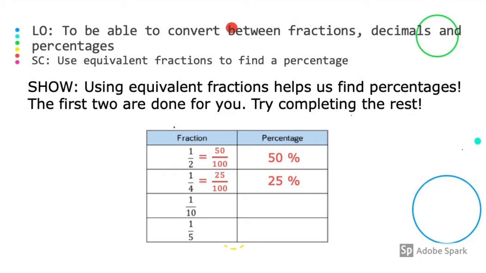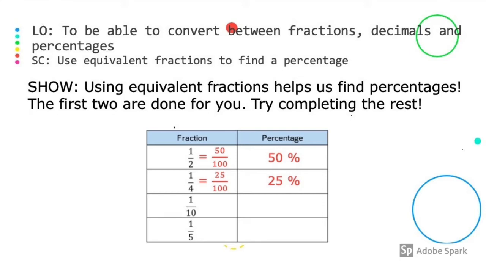And I did exactly the same for the second one. I knew that I needed to multiply 4 by 25 to get 100 as the denominator. Therefore, because I multiplied 4 by 25, I had to multiply the 1 by 25. Therefore, my equivalent fraction was 25 hundredths. I know that 25 hundredths is equivalent to 25%.